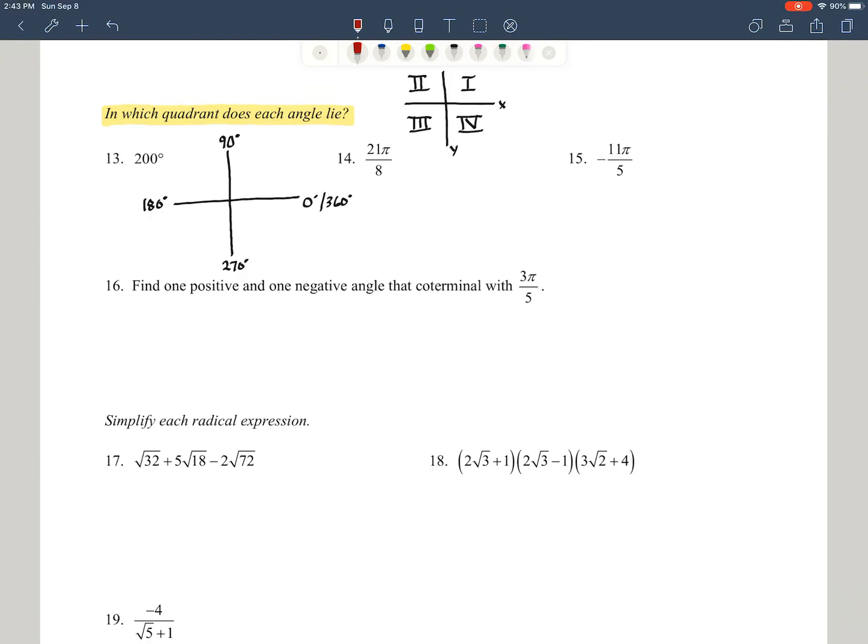So our 200-degree angle is obviously going to be more than 180 degrees, but less than the 270. So we should end up in quadrant number 3. It'll probably be a little bit closer to the x-axis than the y-axis. It should open up and look something like that. So we end up in quadrant number 3.